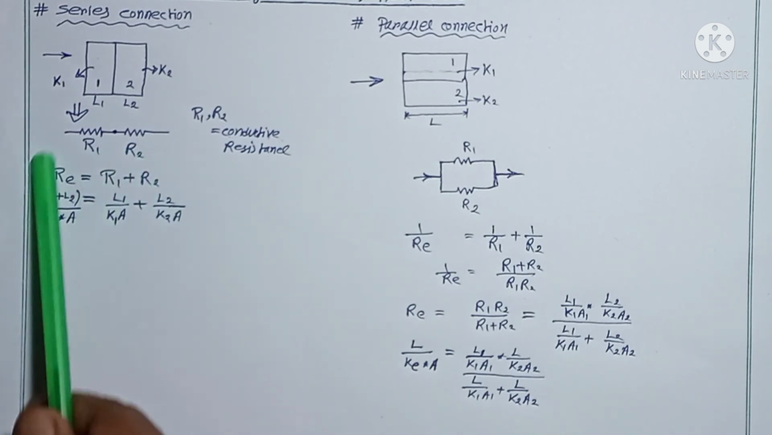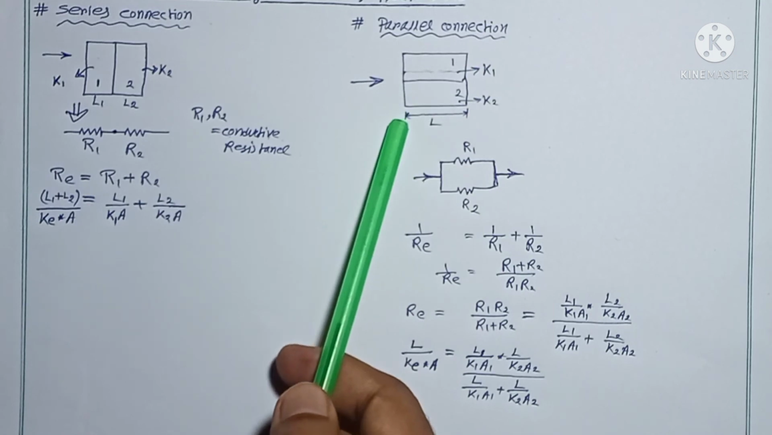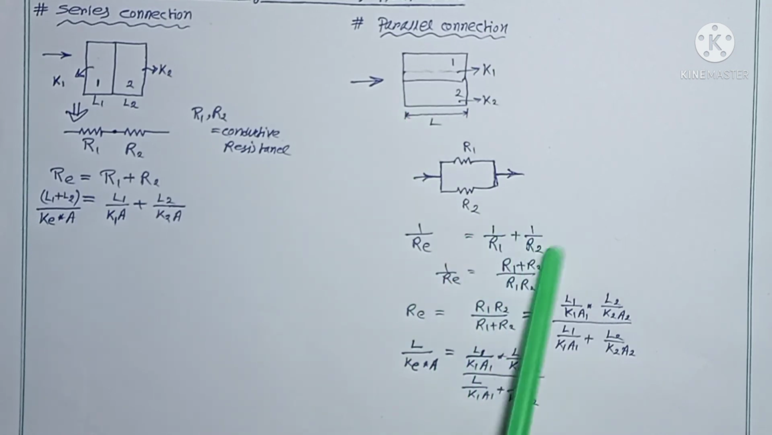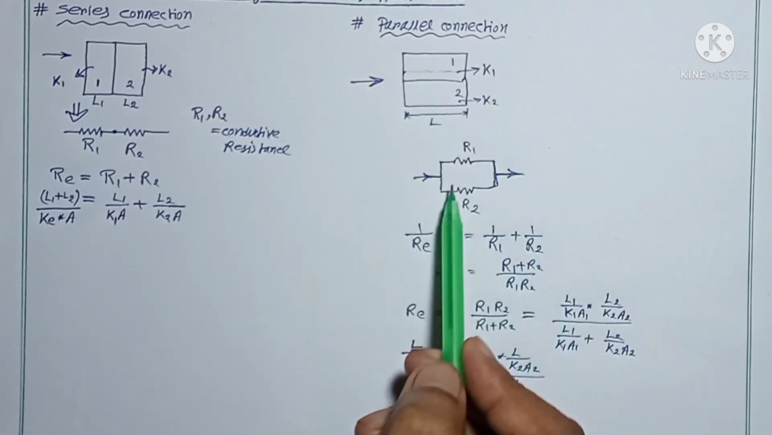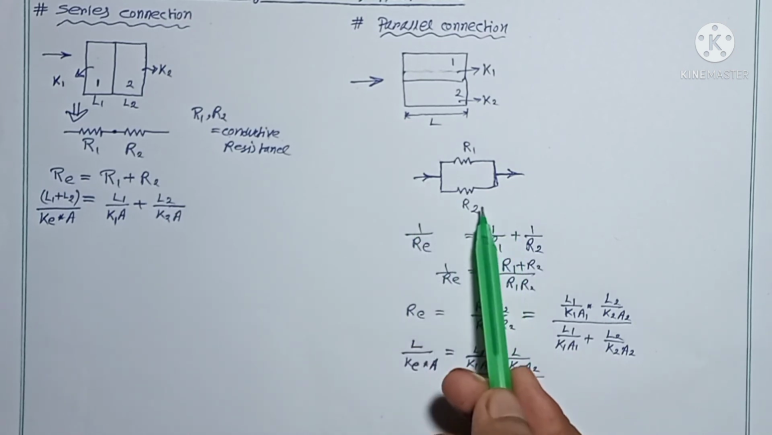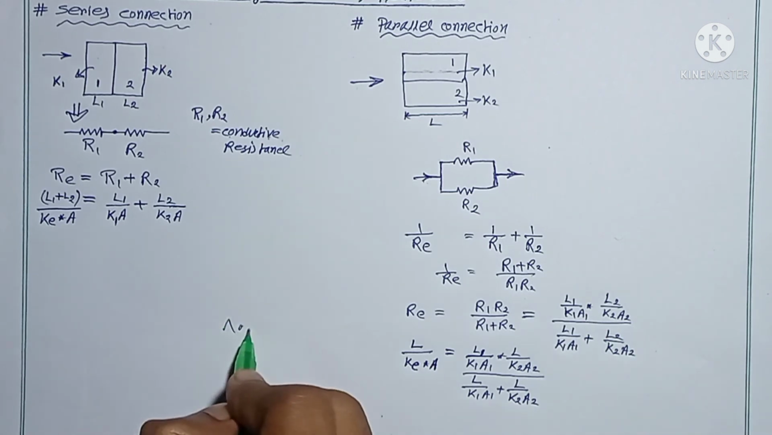So the resistance in case of series connection will be more, so we simply add those two, but in case of parallel connection we add the inverse of these two. Then simply replace R1 by L by K into A, and after some calculation you will get such kinds of equations. These equations are not important; the concept I provided is what matters: the direction of heat flow, the electrical circuit, and then writing R1 in terms of length, thermal conductivity and area. Okay, so in this video this much only.